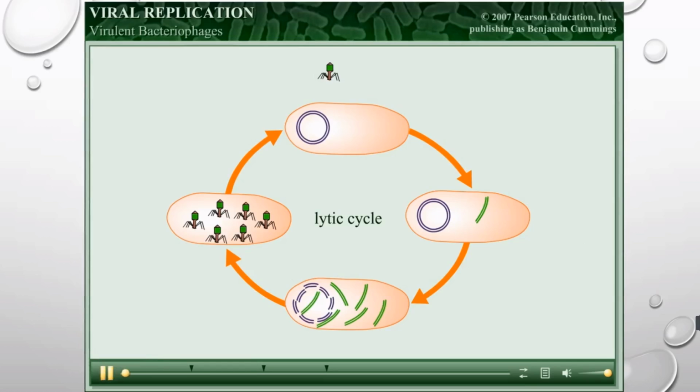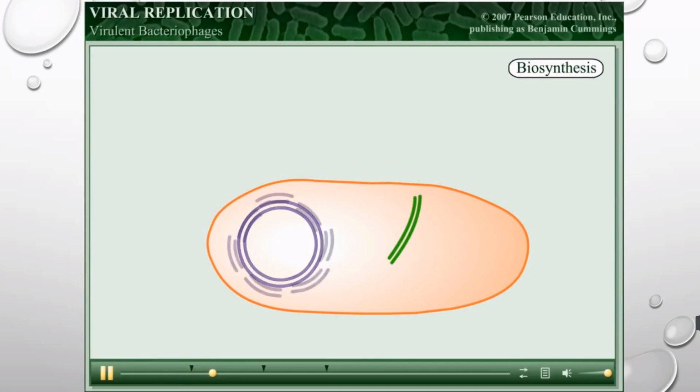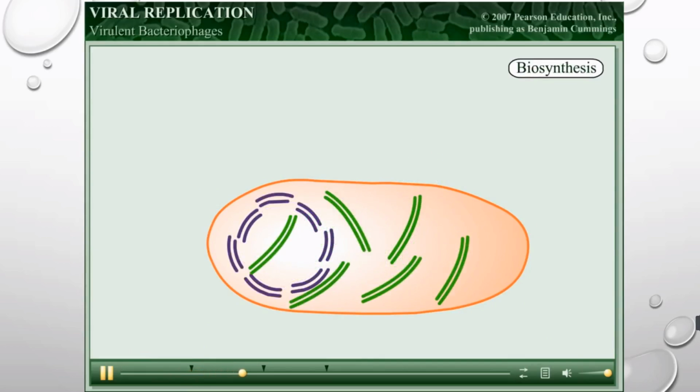Virulent phages carry out a simple life cycle called the lytic cycle. The phage attaches to the host cell during the attachment stage and then penetrates the host cell and injects its DNA during the penetration stage. After penetration, the phage causes the host DNA to break into small pieces. The phage then uses the host machinery to synthesize new copies of its DNA. This process is part of the biosynthesis stage.